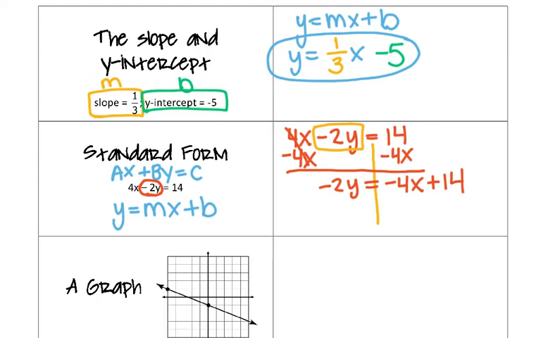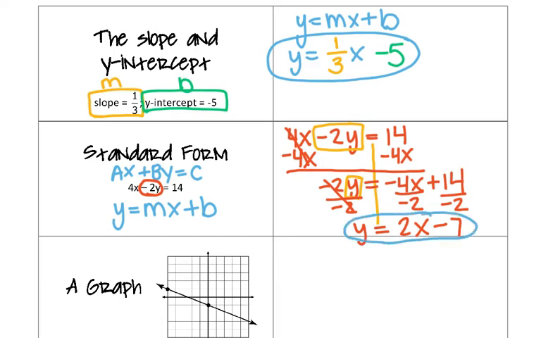My last step now, if I box my y again, there's still a -2 by it. -2 is being multiplied by y, so I need to divide by -2. And remember, we divide each piece. So these cancel, and I end up with y equals. Now -4 divided by -2 gives me 2x, and 14 divided by -2 gives me -7. So I have an equation in y equals mx plus b. There's my final answer.